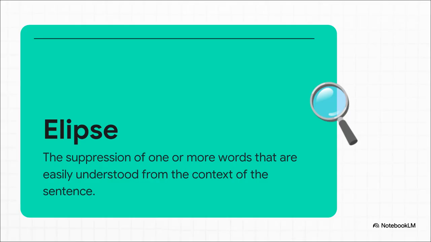Okay, our last tool for playing with rhythm is ellipsis. I love this one. It's when a writer is so confident in you, the reader, that they just leave a word out. They know your brain will fill in the blank for them. The result is language that feels incredibly clean, sharp, and elegant.